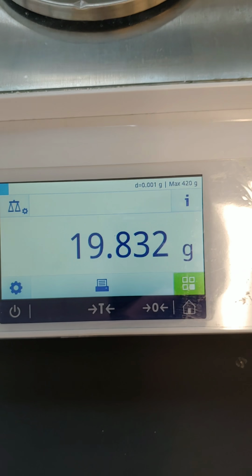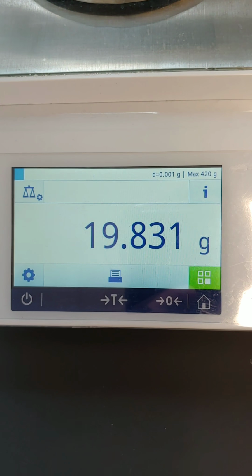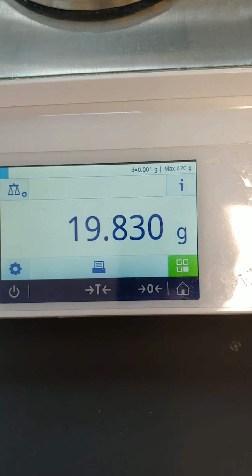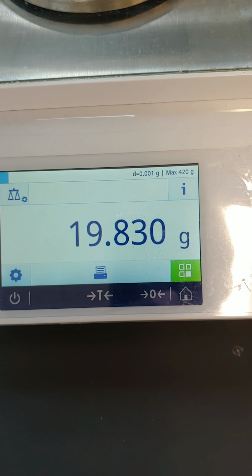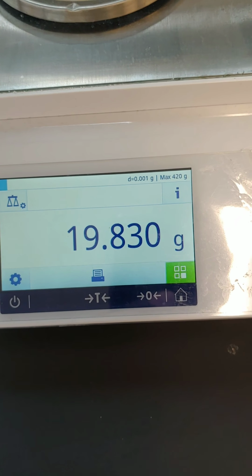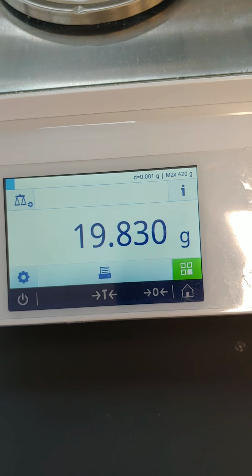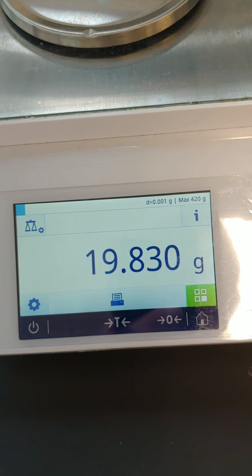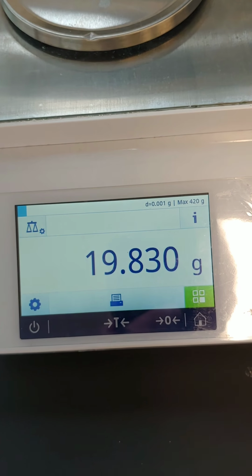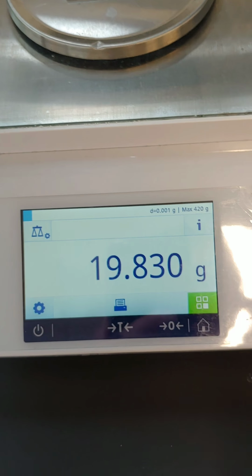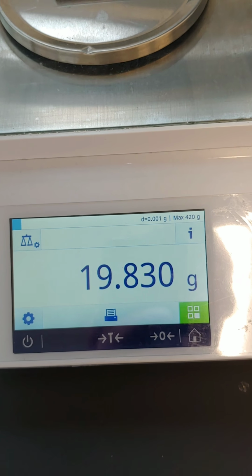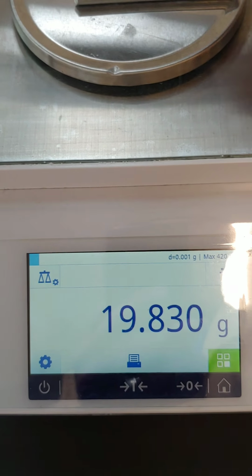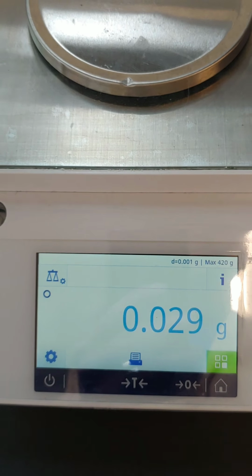In this case, I'm going to tell you that it's 19.830 grams. Whatever the balance gives you, in this case, the balance is giving you 3 decimal places. All of those numbers that come after the decimal point are considered significant, so we would write those down. And so the mass of the 3 aluminum sticks is 19.830 grams. Okay. Now I have to measure the volume of the aluminum.